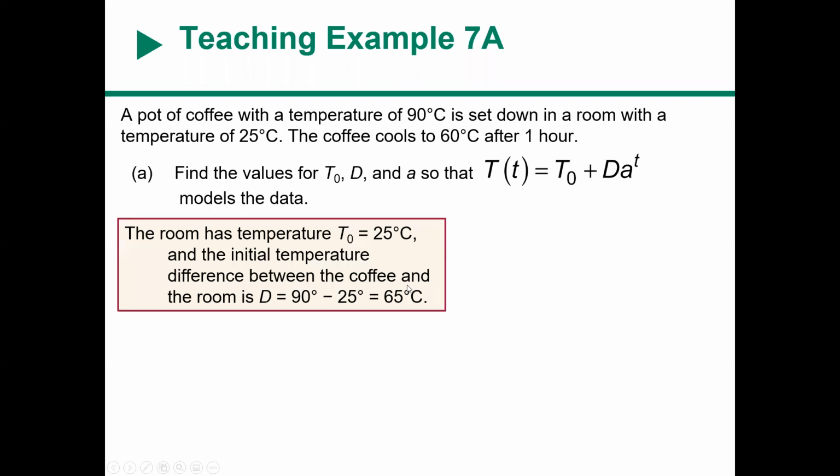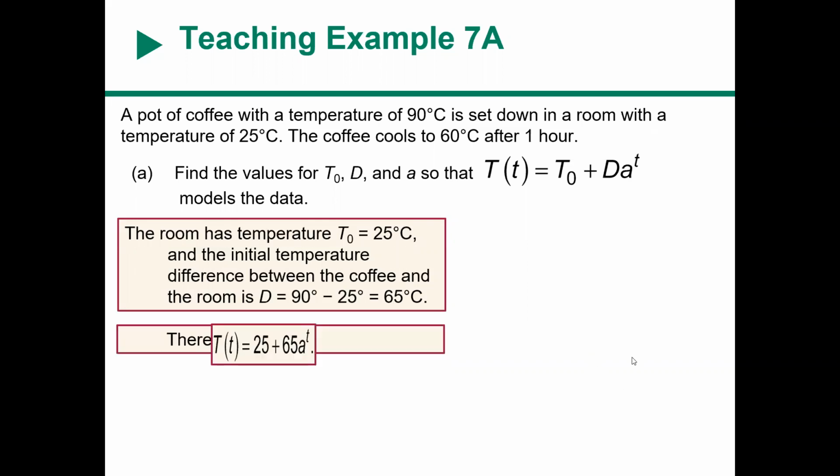So the room has a temperature. That's your initial, right? Makes sense? So my initial is the room temperature. So my T sub 0 is 25 degrees Celsius. And the initial temperature difference between the coffee and the room is the D. My coffee is 90, the room is 25, so D would equal 65. So that gives me T of t equals 25 plus 65A to the t.